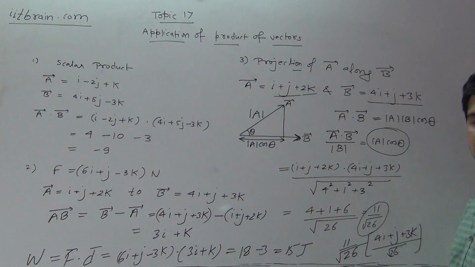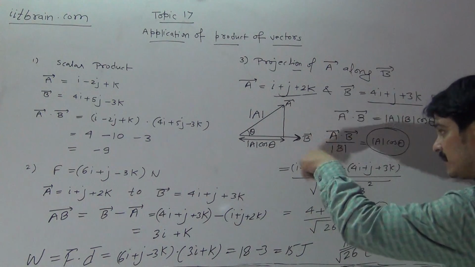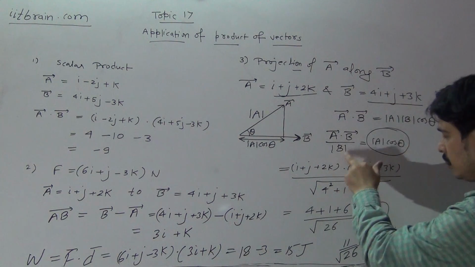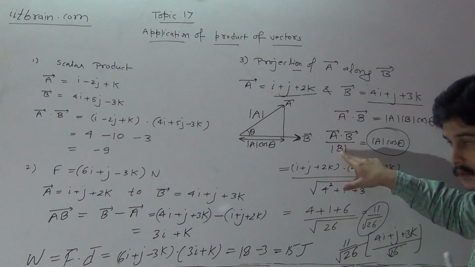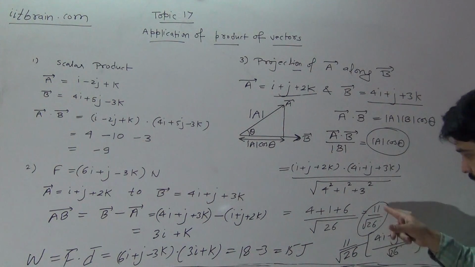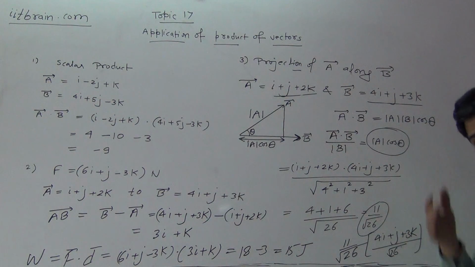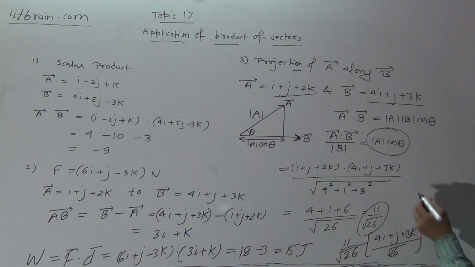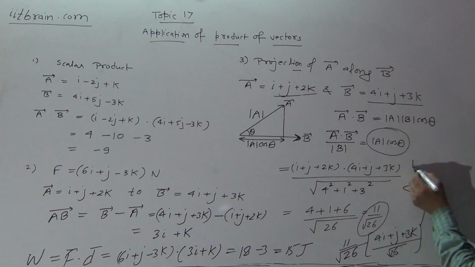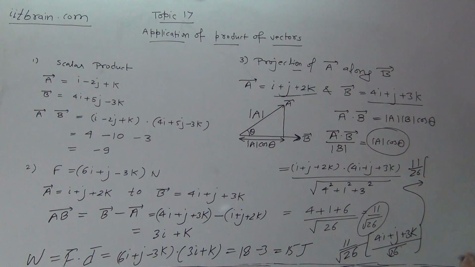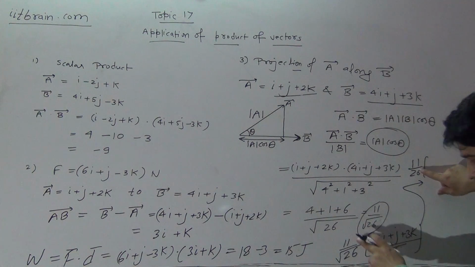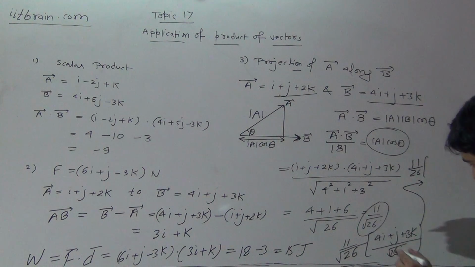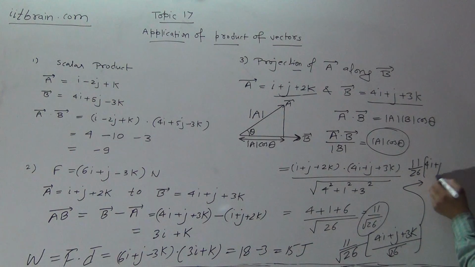is associated with the problem. B provides direction in this problem, so the denominator contains the mod of B. So A dot B by B mod is 11 by root 26, and for finding the vector form of the answer, take the direction of B in it. The final answer will be 11 upon 26 times 4i plus j plus 3k.